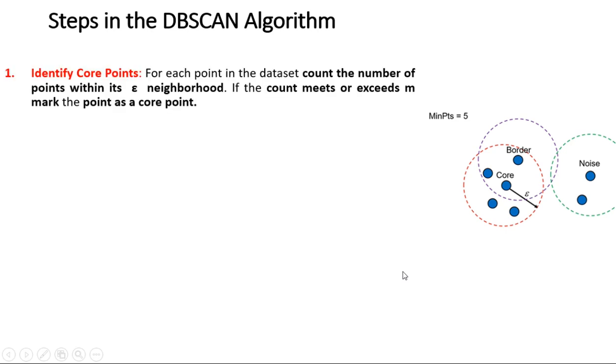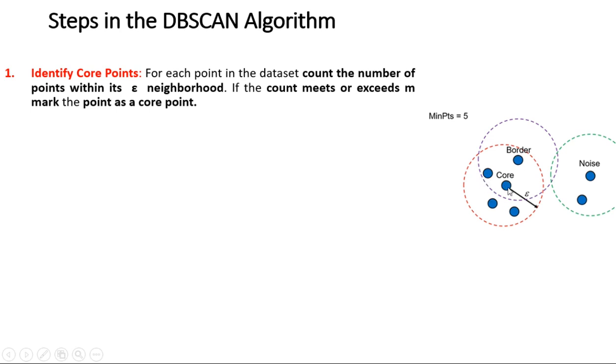So let's now look into how the DBSCAN algorithm works. The first step is to identify the core points. For each point in the data set, count how many points are within the epsilon neighborhood. If the count meets or exceeds m, mark that point as a core point. So I have so many data points, 1, 2, 3, 4, 5.